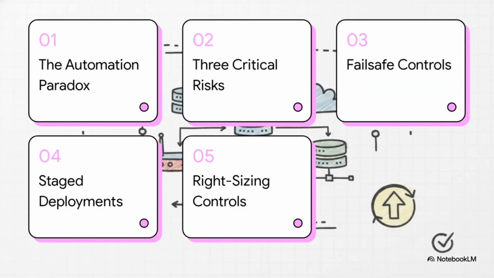So, to navigate this double-edged sword, here is the roadmap we're going to use. Number 1, the automation paradox. 2, 3 critical automation risks. 3, designing fail-safe human controls. 4, stage deployments and rollbacks. And finally, 5, right-sizing your controls.